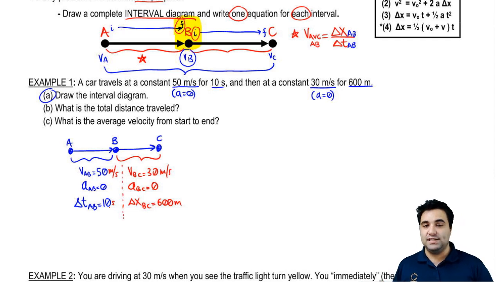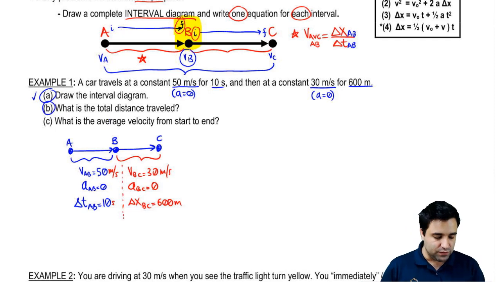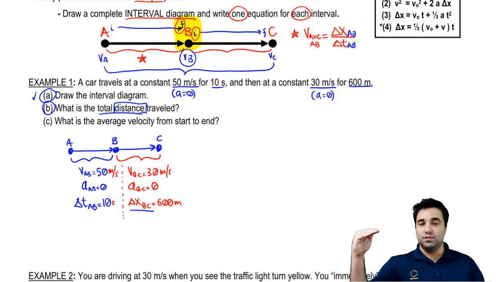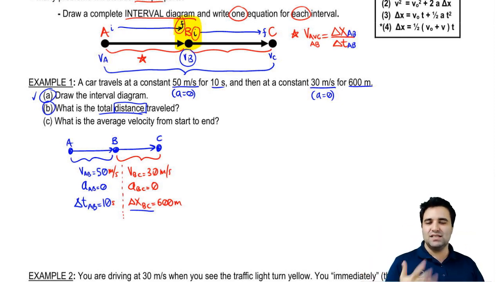Are you going to get a question asking you to draw an interval diagram? No, that's just a way for you to visualize how this stuff works, but you should always be drawing the situation anyway. So we got that. What is the total distance traveled? Total distance. Now, notice that I have delta x's. That's displacement, but the question is asking for distance. Guess what? If you think that you're just moving to the right, which you are, so think about it in terms of you're just moving to the right, so it doesn't really matter.